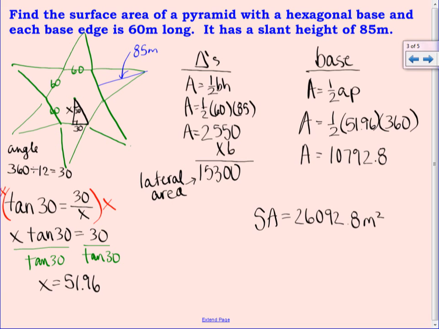Questions? That was a good refresher on how to find 1/2 AP formulas. We ready for the next one?